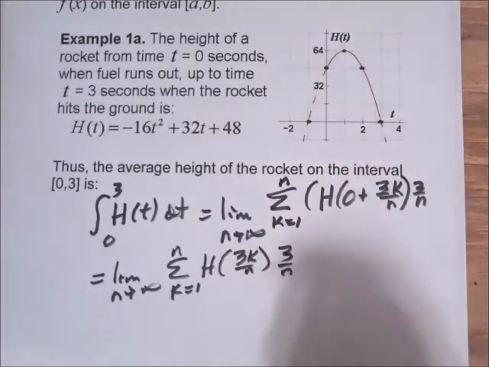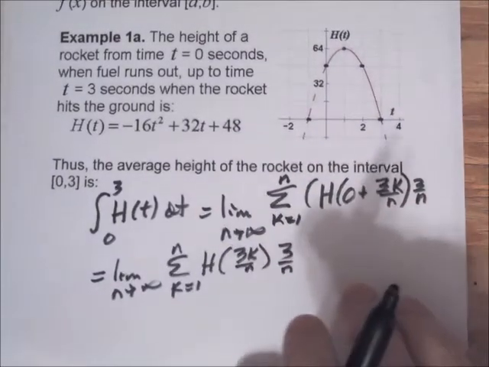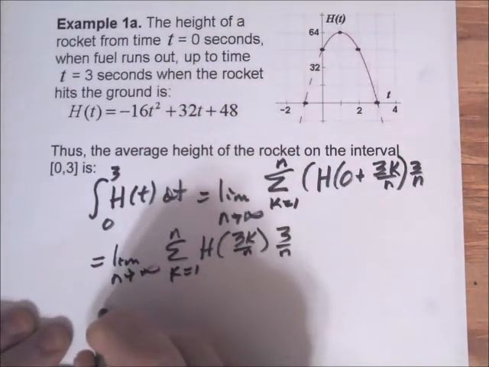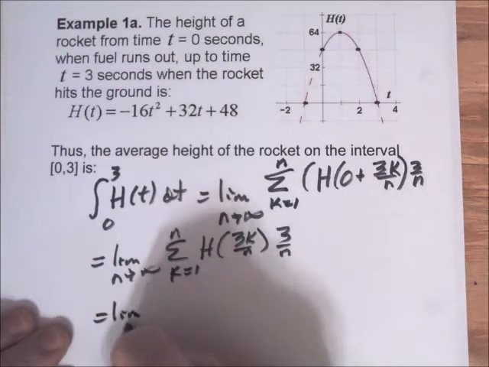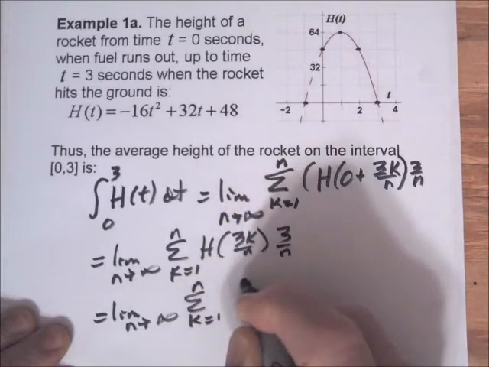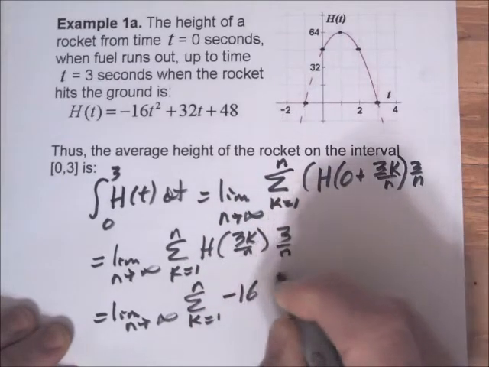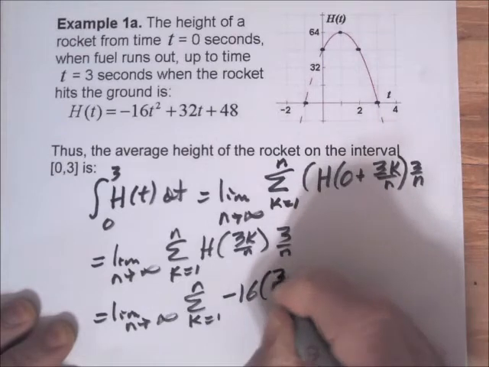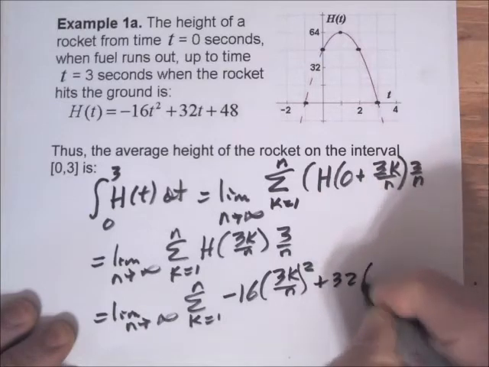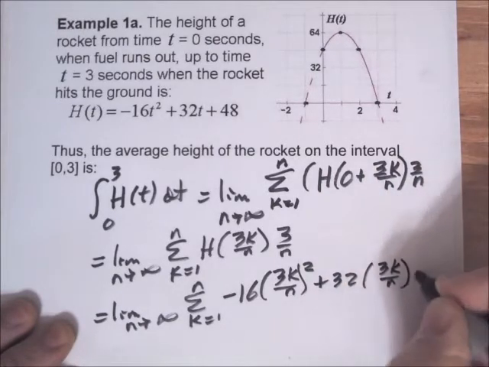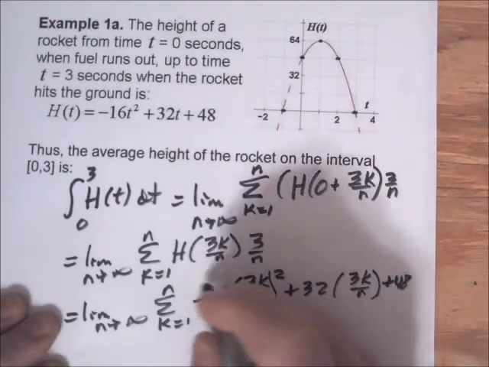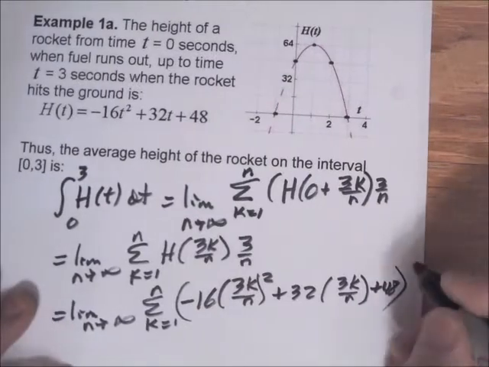Now we want to put this 3k over n into the formula for the height of the rocket, so we replace t by 3k over n. So this was the limit as n goes to infinity, summation k equals 1 to n, of minus 16 times 3k over n quantity squared, plus 32 times 3k over n, plus 48, and then the whole thing times 3 over n.